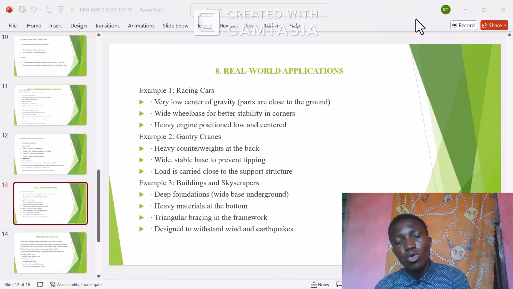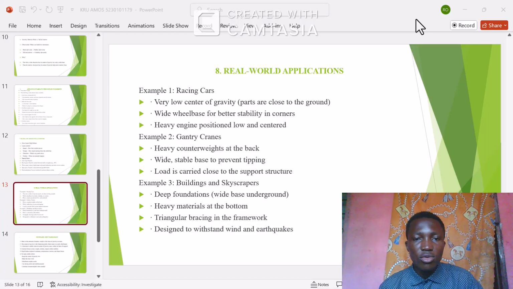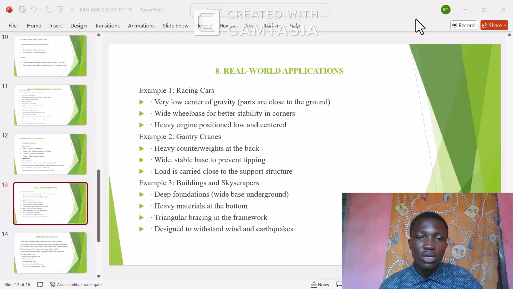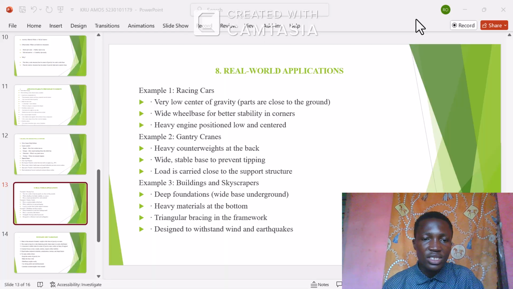Let's look at real world applications. Race cars: very low center of gravity, with parts close to the ground. Wide wheelbase for better stability in corners. Heavy engine positioned low and centered. Example: gantry cranes have heavy counterweights at the back and a wide, stable base to prevent tipping. The load is carried close to the support structure.